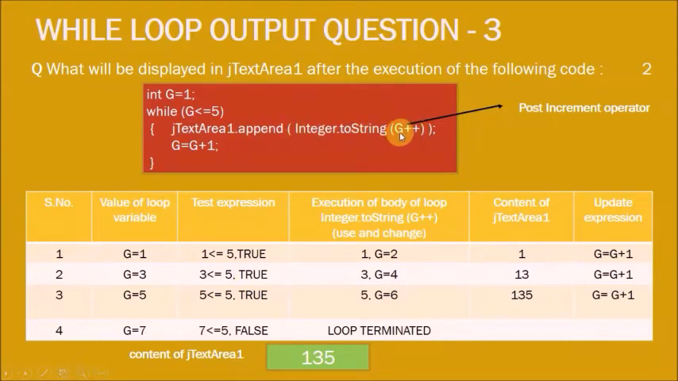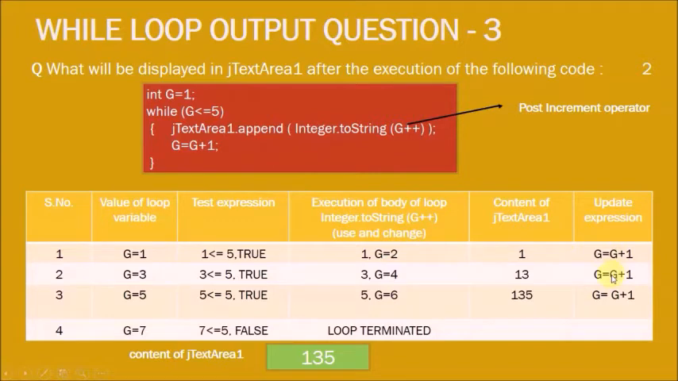The first expression is executed, and as this is a post increment operator, the value of g is used first and then it is incremented. So the value of g which is going to be used by this JTextArea1.append method is 3. That is, it will append 3 in JTextArea1. Earlier the content of JTextArea1 was 1. So 3 will be appended to it. So it will become 1, 3 and the value of g will then be incremented by 1 and it will become 4.